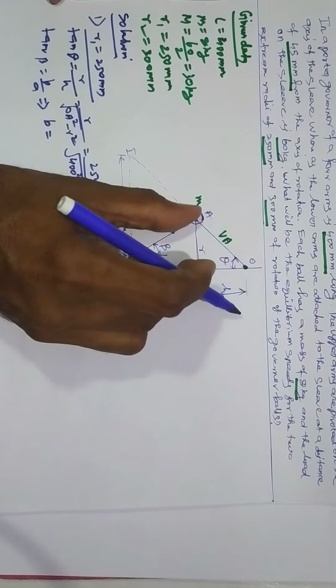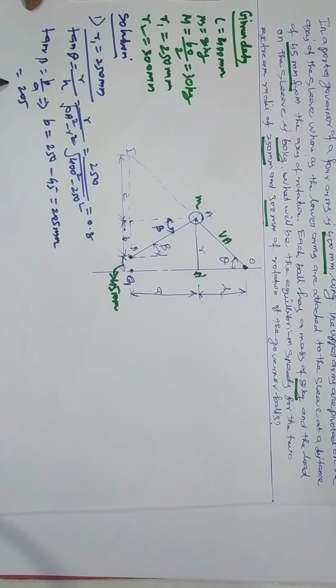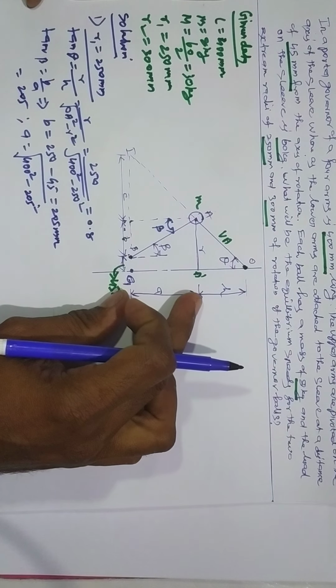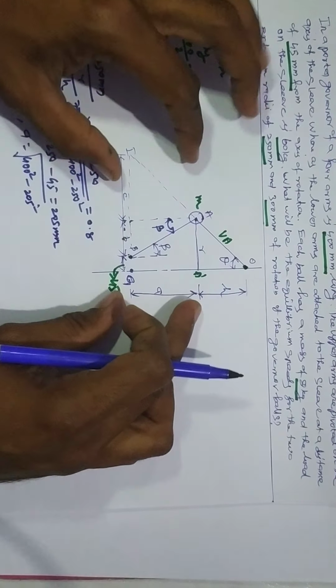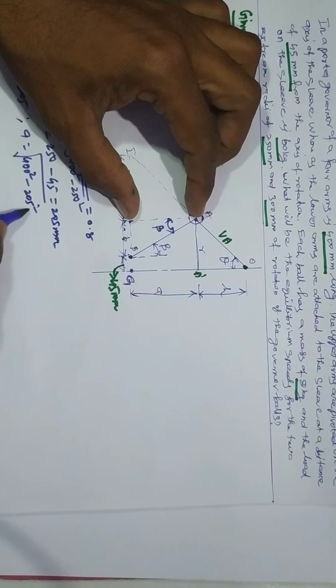This total distance is R, so R equal to 250 minus the offset distance of 45. So you are getting 205 mm. So tan beta equals the B value 205 divided by the A value. So what is the A value? You calculate the A value. A is equal to the square root of 400 square minus 205 square, and you get A.